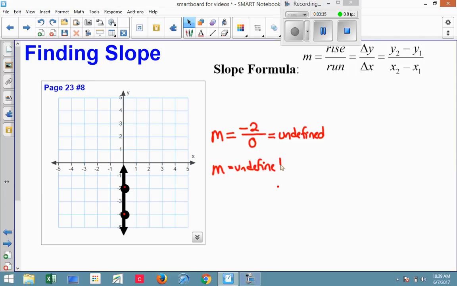You probably do recall that vertical lines have an undefined slope. You don't want to say no slope because no means 0, but it does have an undefined slope because we cannot divide by 0.